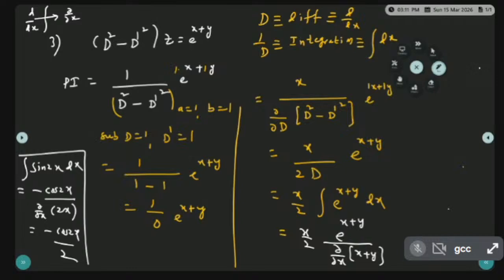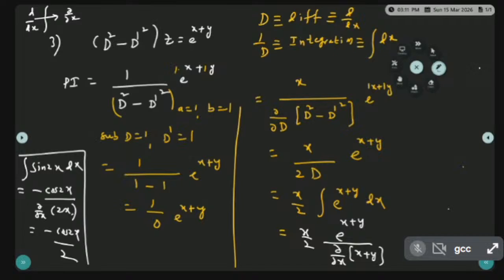Integration of e power x plus y is e power x plus y, there is no doubt. And in the denominator, we have to once again differentiate the internal function. What is the internal function? X plus y. Like 2x is differentiated in the denominator, here also x plus y has to be differentiated again. This is the same concept: differentiation of sin minus cos, with 2x differentiated in the denominator.